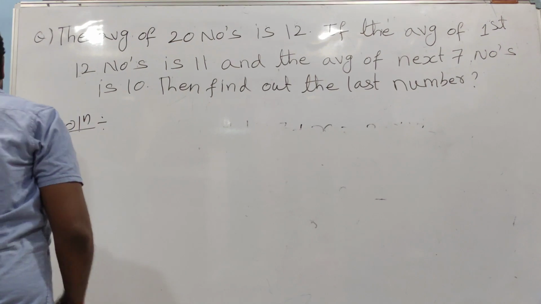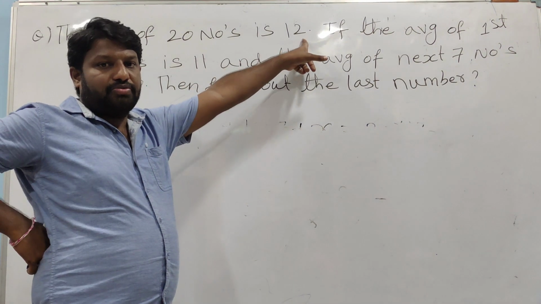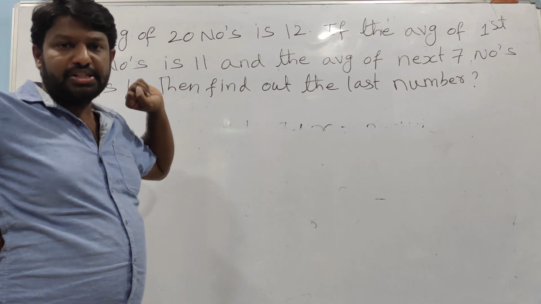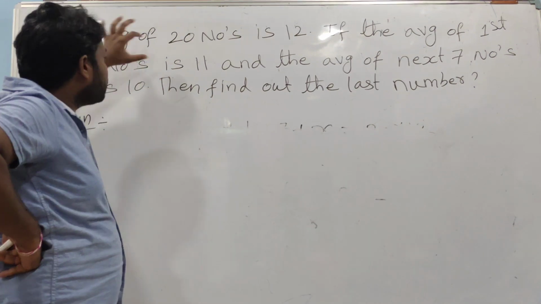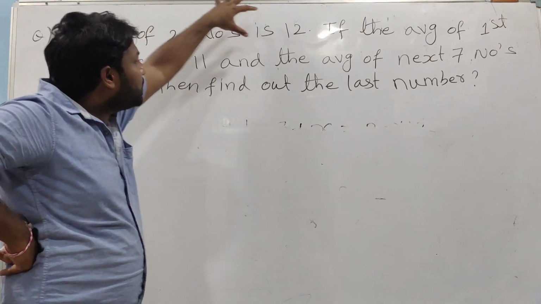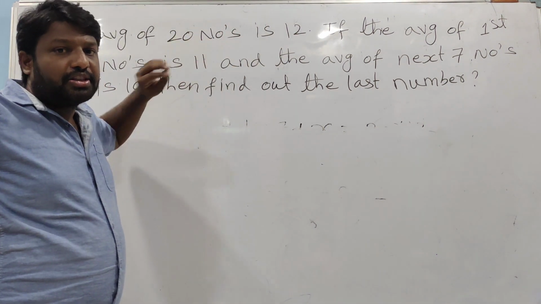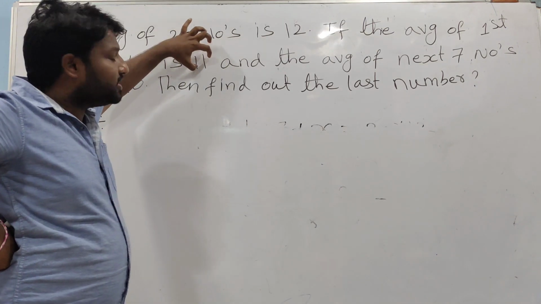Now here, the average of 20 numbers is 12. The average of the first 12 numbers is 11. So the total average is 12, and out of this, the first 12 numbers have an average of 11.